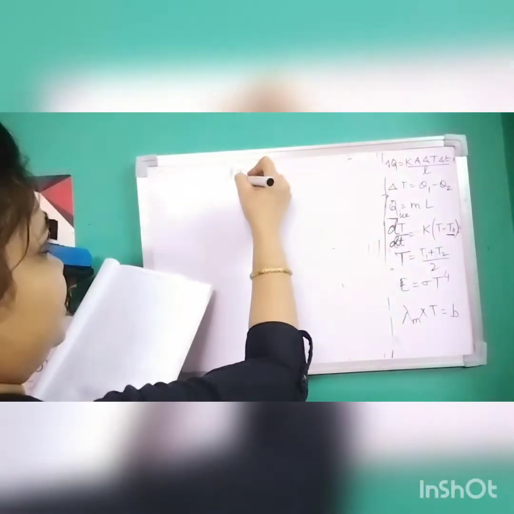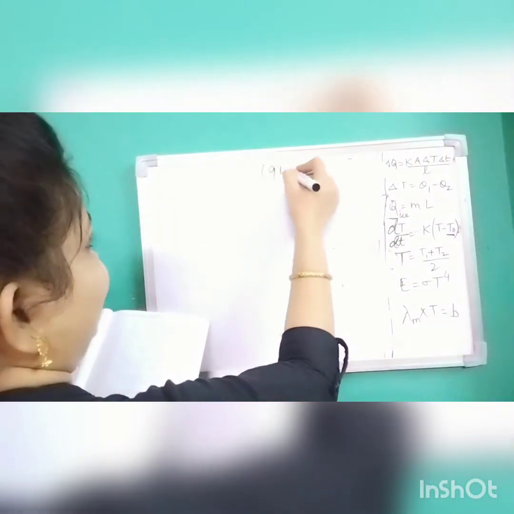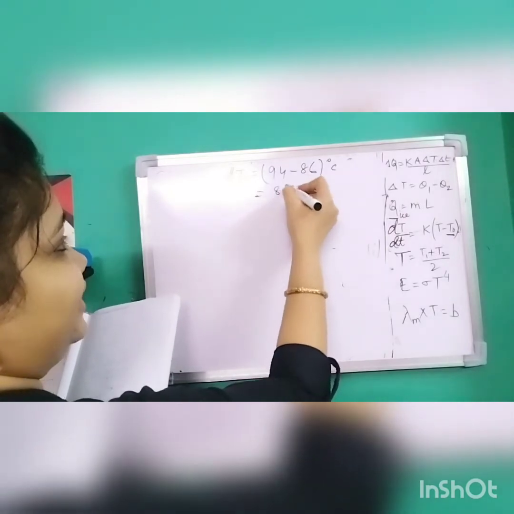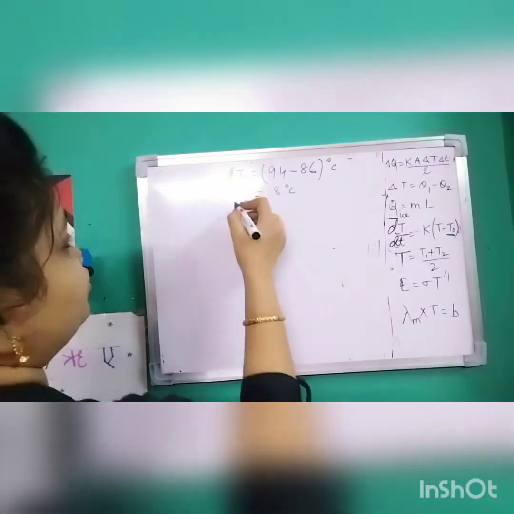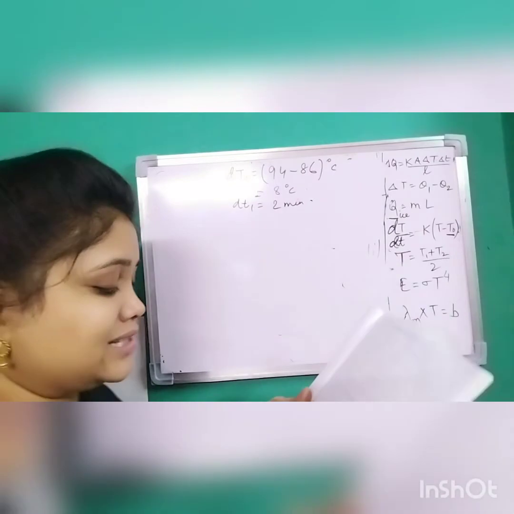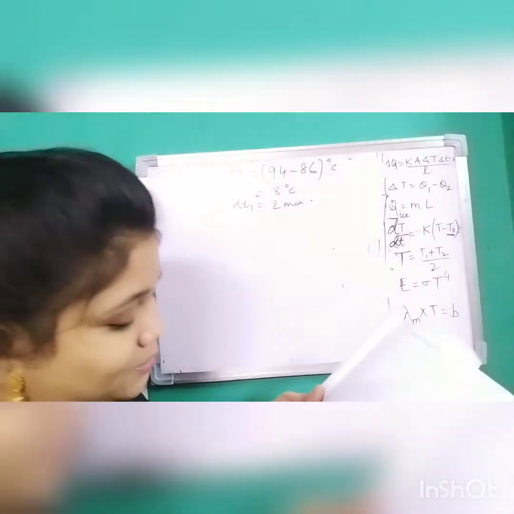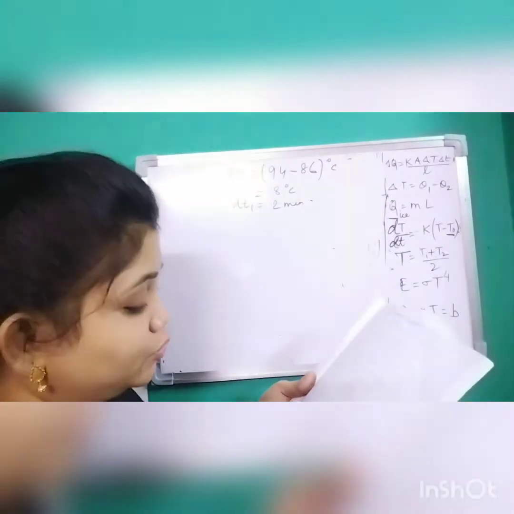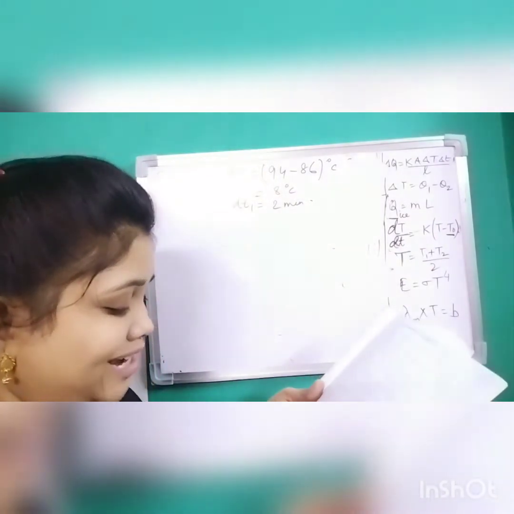So let us take dT1. It is cooling from 94 to 86. So what is dT1 here? 94 minus 86, this is 8 degrees centigrade. Now what is the time? The time dt1 is given as 2 minutes. Next they have asked, when the room temperature is 20 degrees centigrade, how long will it take to cool the food from 71 to 69 degrees centigrade?